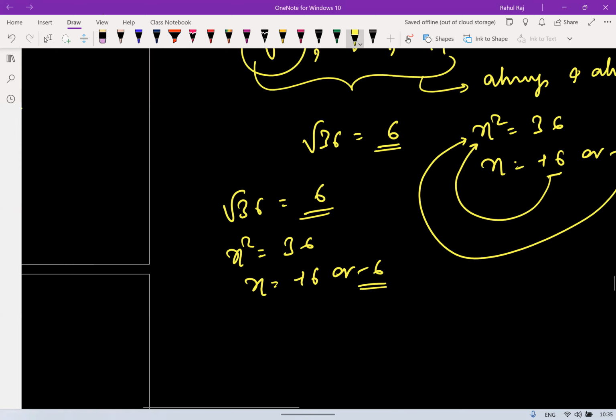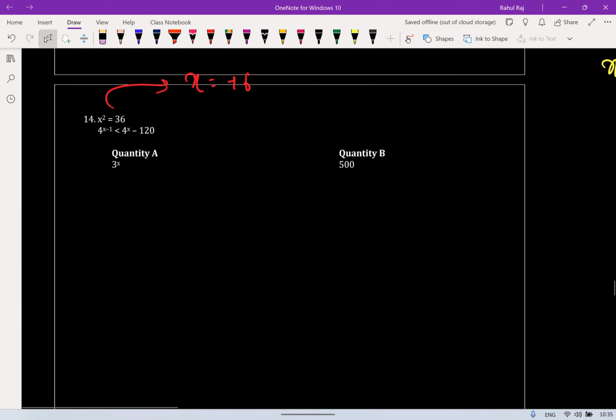Understood. So I solved it based on plus 6. Please try again once, if you wish. If you're not bored, I think you're tired now. But you're telling me to try it with -6. Try the entire question, I'm telling you. See exactly what happens. So if you go with x as 6, you get 4 to the power of 5 is less than 4 to the power of 5 minus 120, right? For this, I had to use the calculator to get the powers.